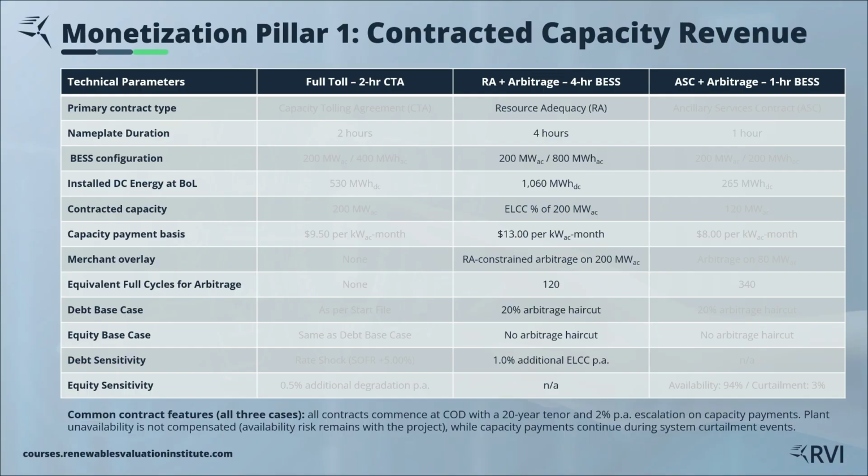The debt base case, where lenders assume a 20% haircut on merchant arbitrage revenues, the equity base case, where we assume no haircut, and one debt sensitivity, where we assume a 1% additional reduction in effective load carrying capability per year. The key concept for this lesson is that resource adequacy is the contracted capacity revenue and merchant arbitrage is the market-driven upside, which is the reason why lenders apply a haircut to their portion of the revenue stack in the debt base case.